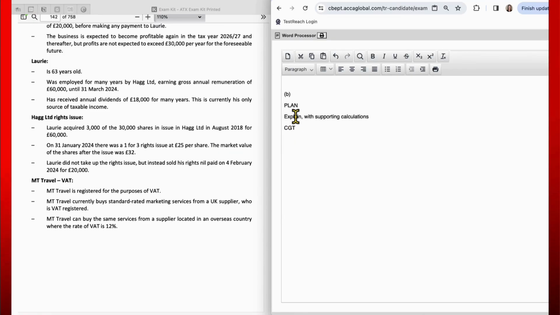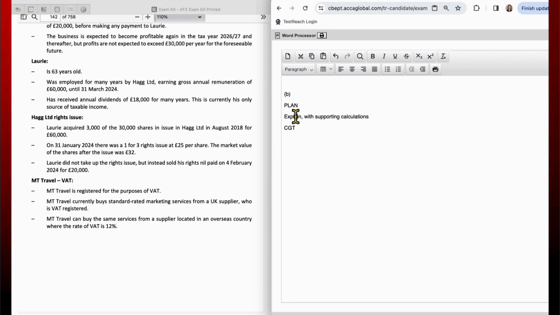In my plan, I've written down explain with supporting calculations because it's important to take heed from that the calculations are not the only thing here. In fact, they're not even necessarily the most important thing. The explanation is more important. The calculations should be supporting your explanations, not the other way around.